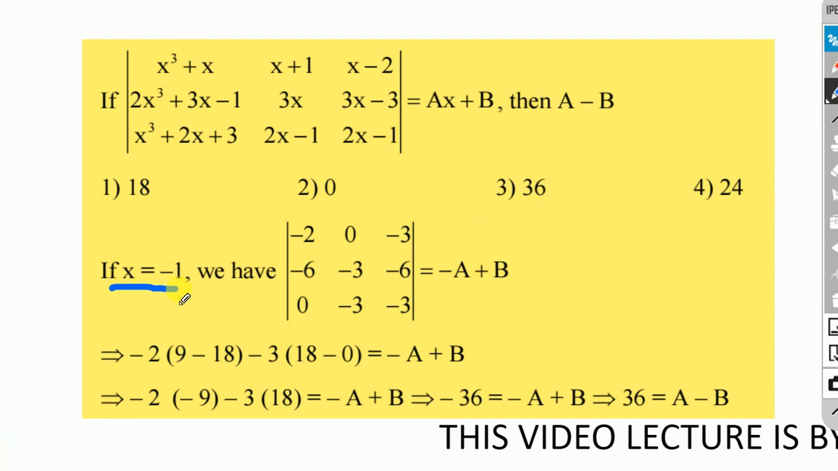If x is equal to minus 1, we have minus 2, 0, minus 3, minus 6, minus 3, minus 6, 0, minus 3 and minus 3. That is, you put x equals minus 1 here. So minus 1 cube is minus 1, minus 1 minus 1 is minus 2. We are choosing x equals minus 1 because I can make zeros here. x plus 1 equals 0 means x equals minus 1.